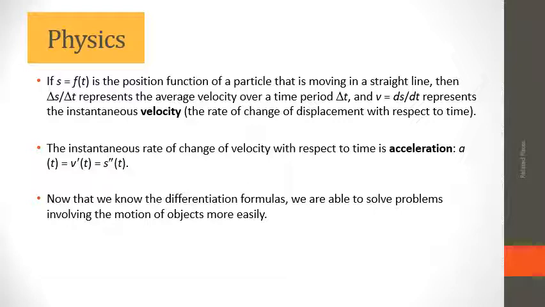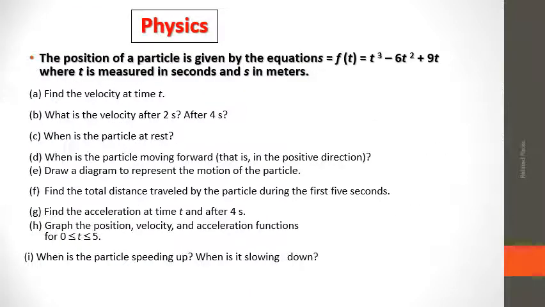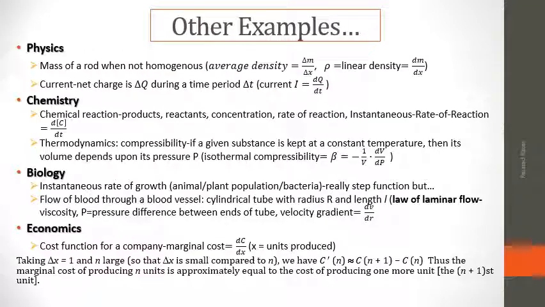The derivative of position is velocity, and the derivative of velocity is acceleration. I'm not going to go over this problem, but this is an example problem in physics where you're given the position of a particle and you're asked to find different values of position, velocity, and acceleration. Here are other examples of the use of derivatives or rates of change in physics, chemistry, biology, and economics.